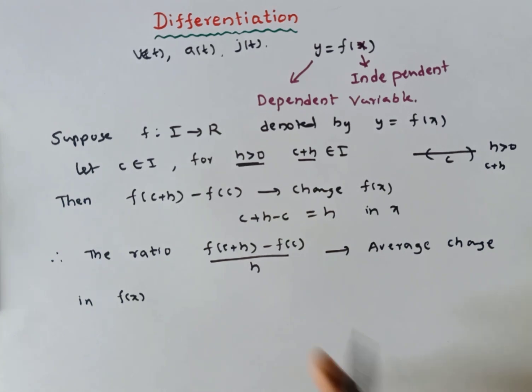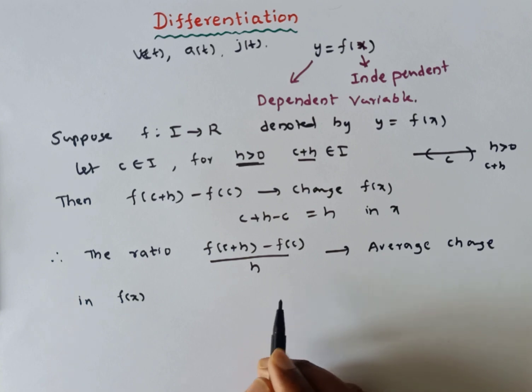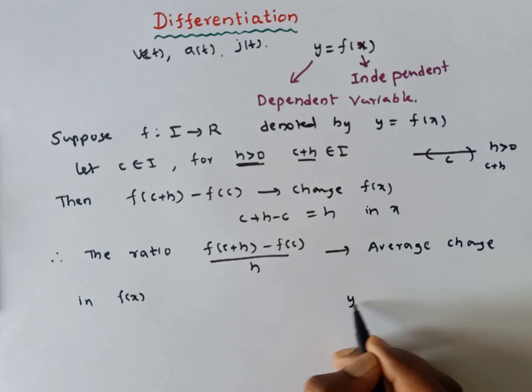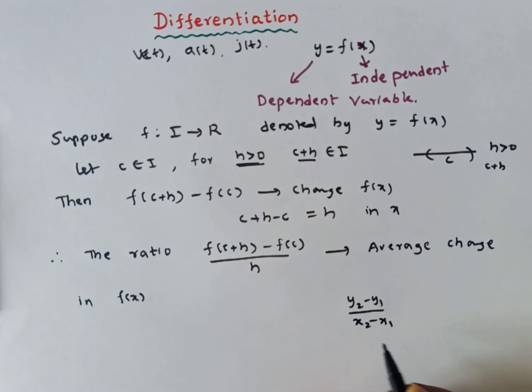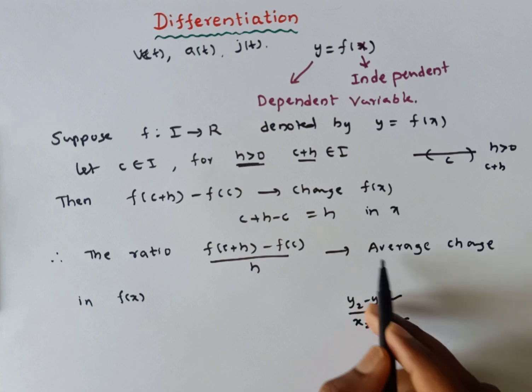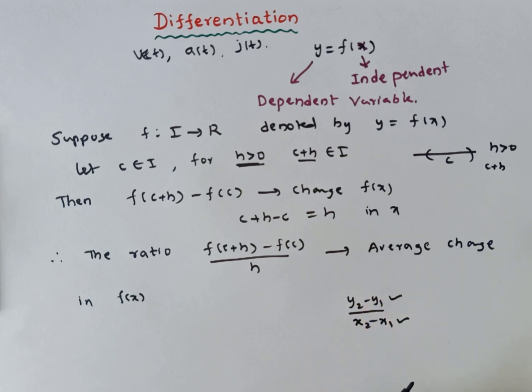As we saw this ratio in analytical geometry, to find the slope of a line at a particular point for a given curve, it is y2 minus y1 by x2 minus x1. This means it is the change in y divided by the change in x, which is nothing but the average rate of change or average change.